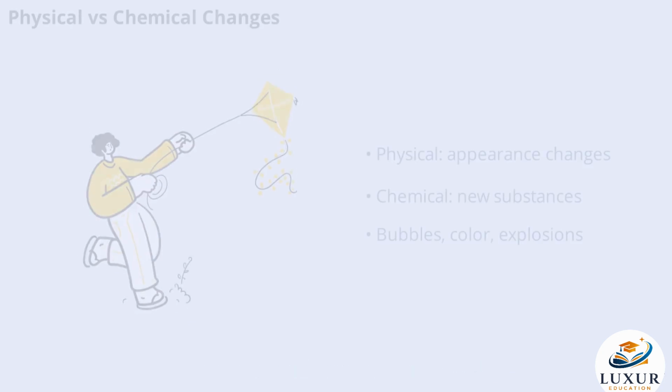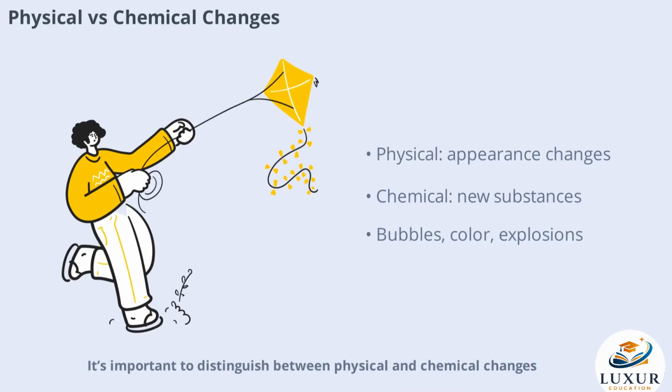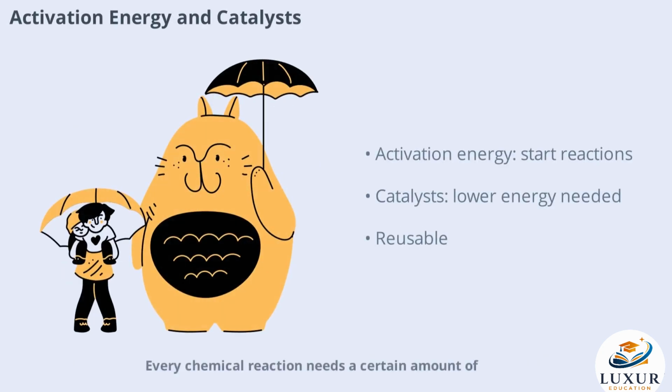It's important to distinguish between physical and chemical changes. Physical changes alter the appearance of a substance but not its identity, like melting ice or hammering metal. Chemical changes create new substances, often with signs like bubbles, color changes, or explosions. Only chemical changes involve the making or breaking of chemical bonds. Every chemical reaction needs a certain amount of energy to get started.